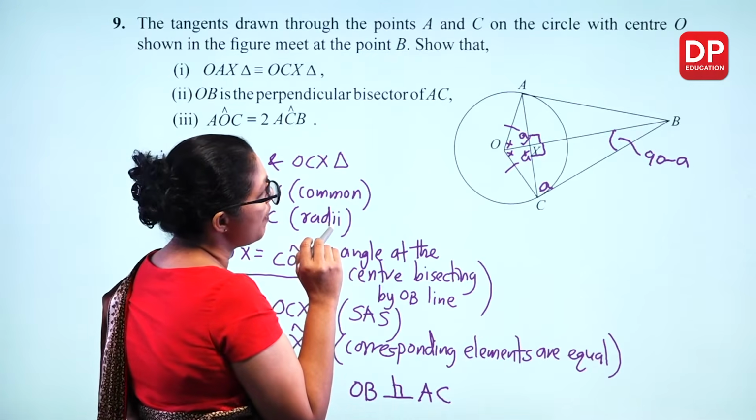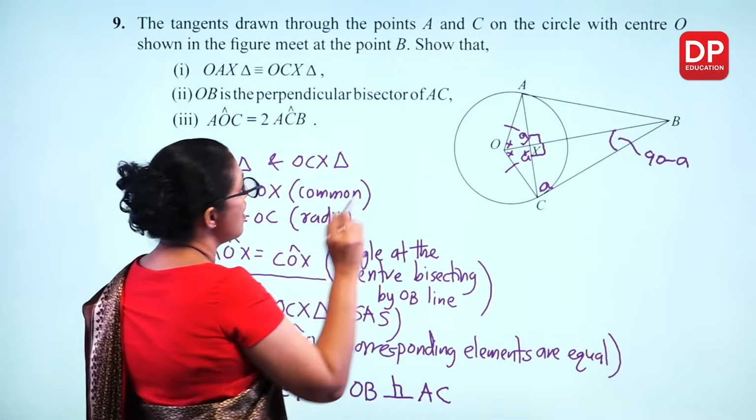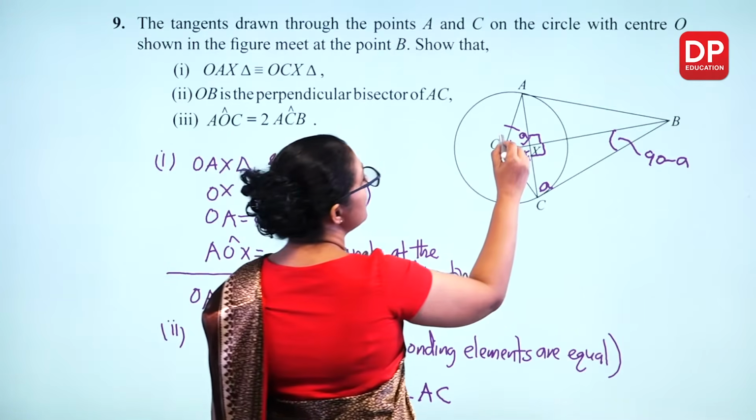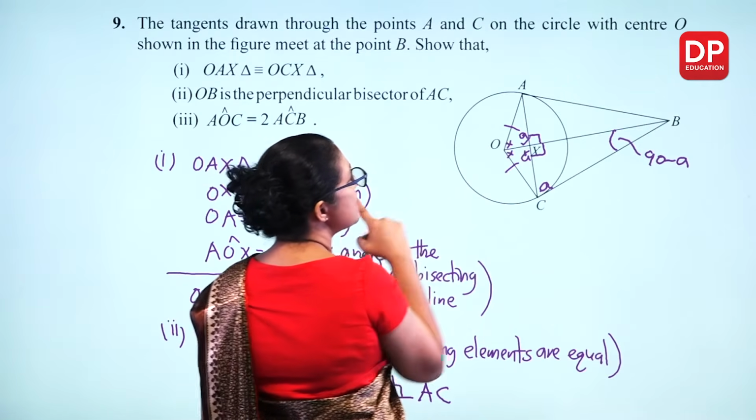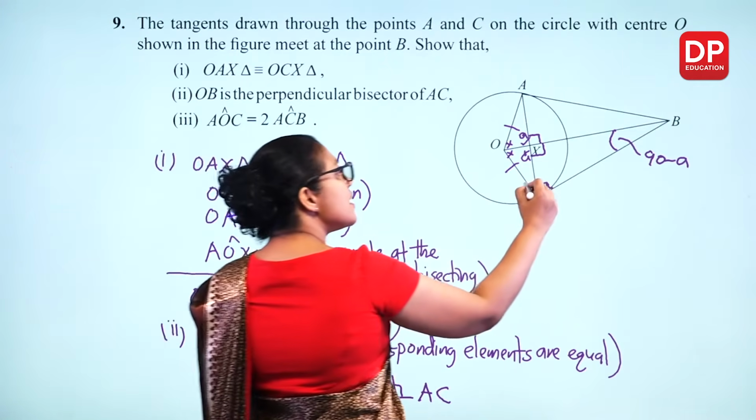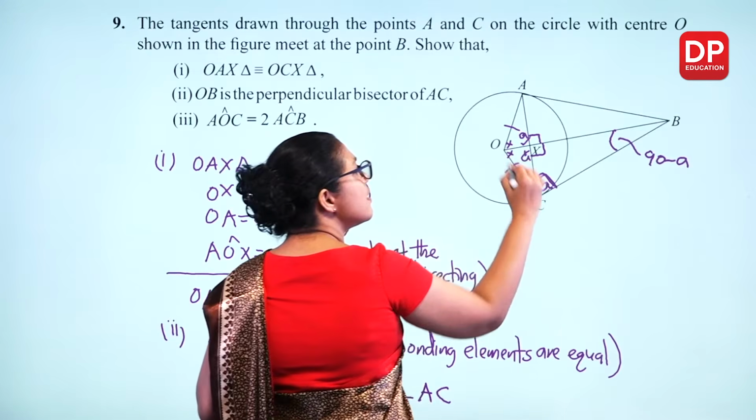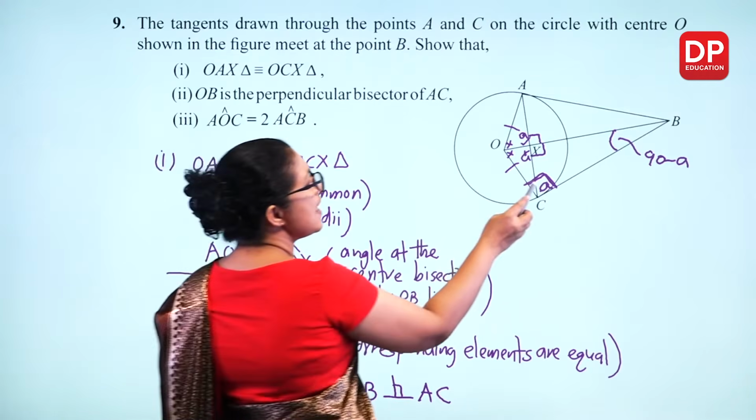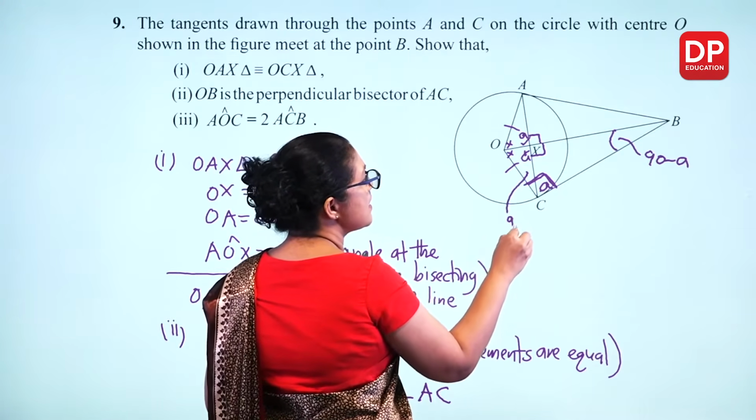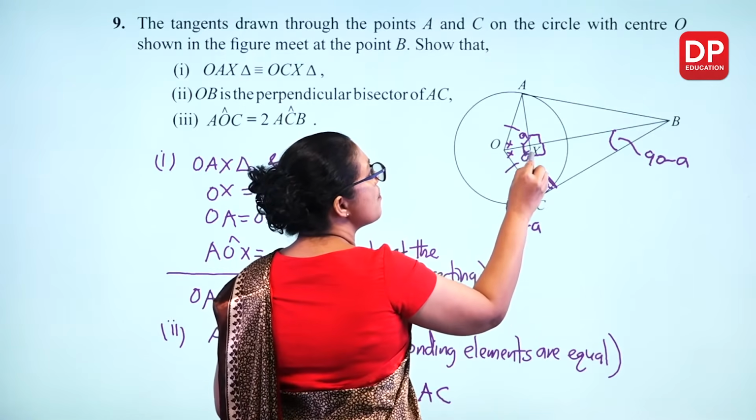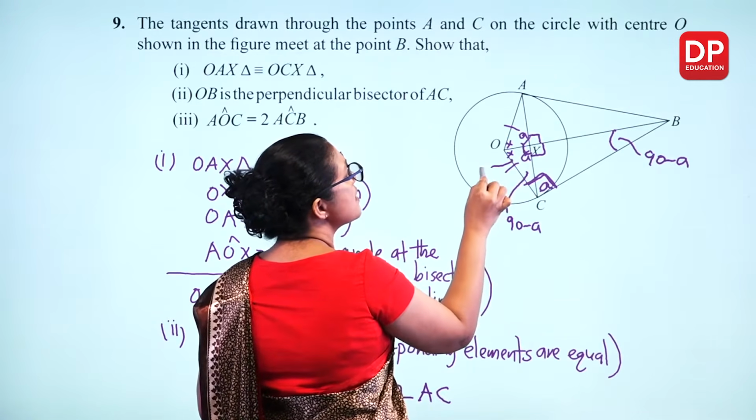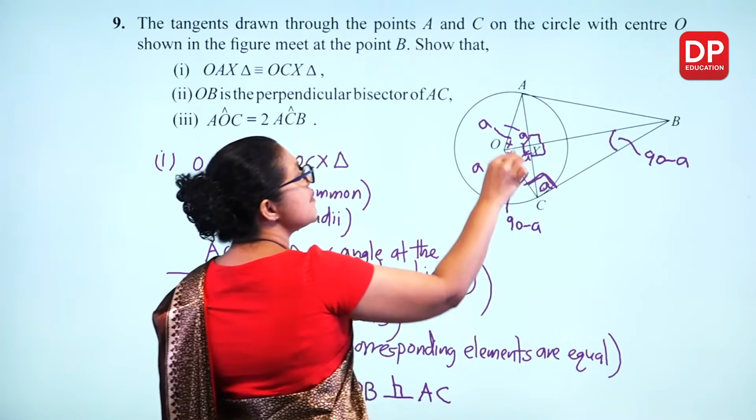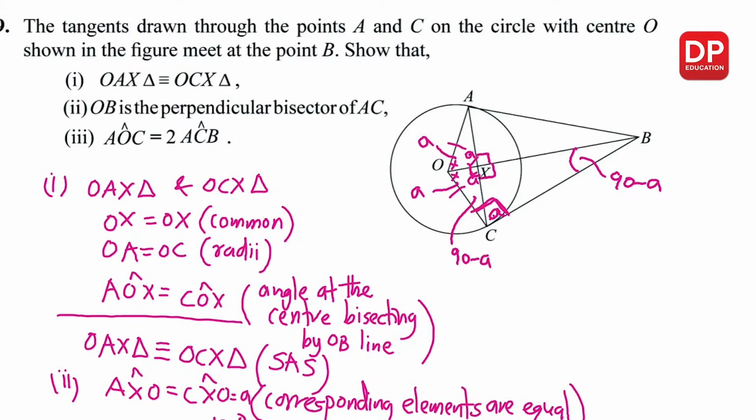Then what can you say about this angle? So we need angle AOC. We need to show this is A, this is A. Here, can you see? This angle is 90 degrees. OC is perpendicular to BC. If this is A, this is 90 minus A. And this is also perpendicular. So this becomes A. And this is also A. This is A and this becomes 2A, double of that.